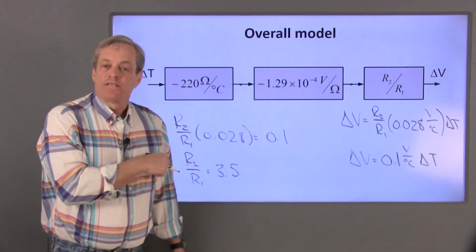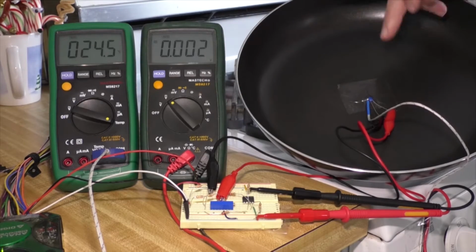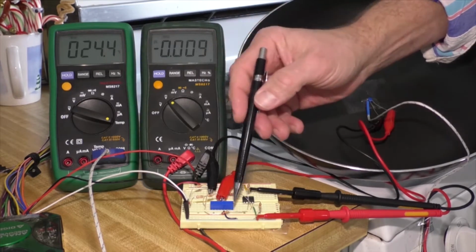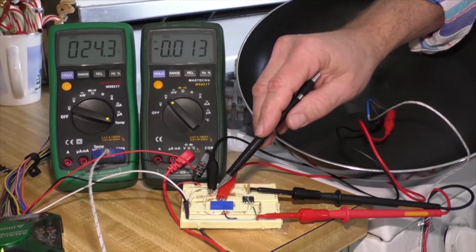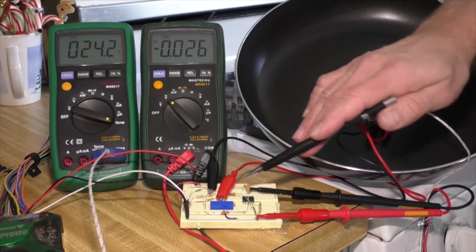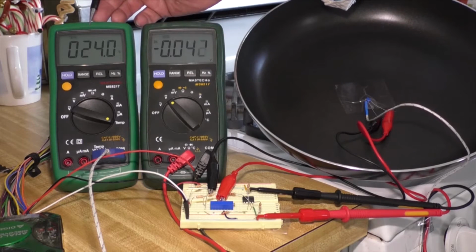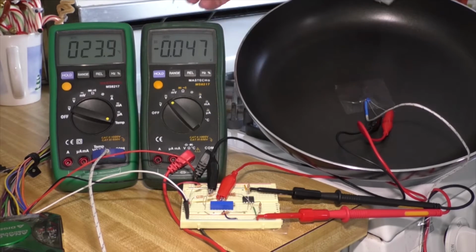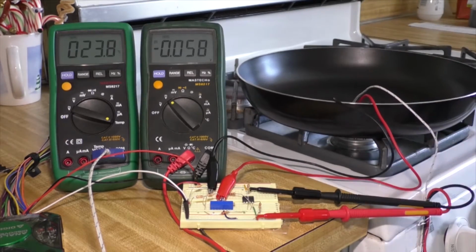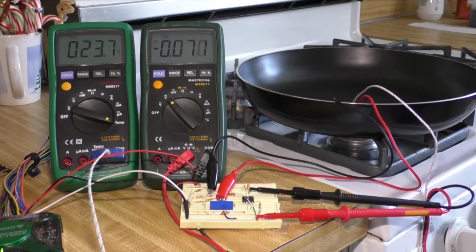Now I'll wire up this system and see how it works. This is the circuit I'm going to use to convert the thermistor's resistance to a voltage. This section of the circuit is my Wheatstone Bridge. The thermistor's connected here and here. This is the operational amplifier, the op amp, and these four resistors form the difference amplifier. I'm using this DMM to measure the temperature of the frying pan. This DMM is measuring the voltage out of the amplifier. At room temperature, the output voltage is approximately 0.